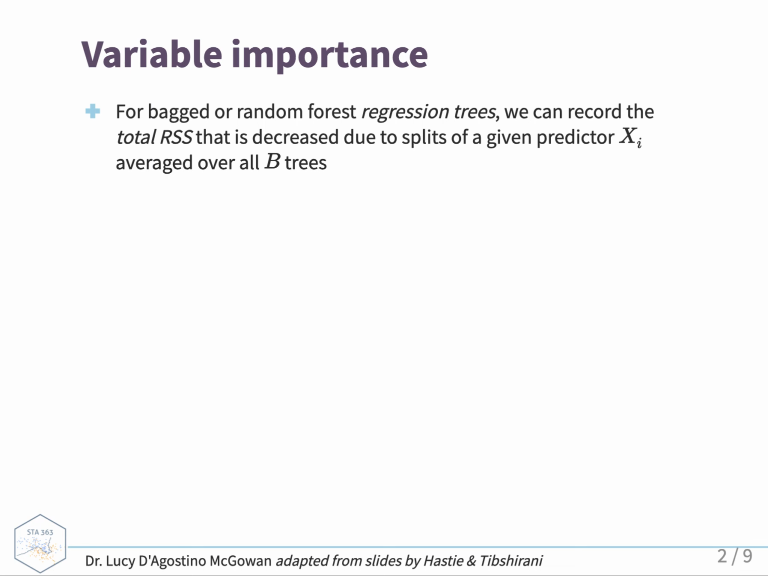For bagged or random forest regression trees, we can calculate variable importance by recording the total residual sum of squares that's decreased due to the splits of a given predictor, xi. Then we average this across all of the B trees that are fit. So you record how much that given predictor decreases your overall sum of squares across all the B trees. A large value indicates that this variable is important, that it plays a big role on average.